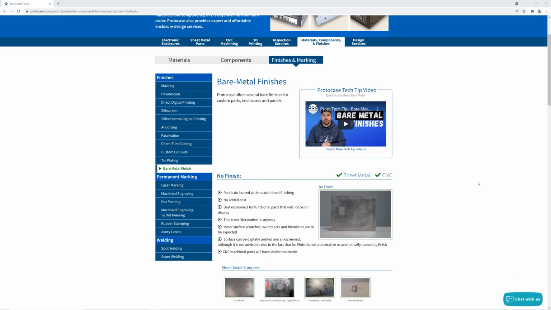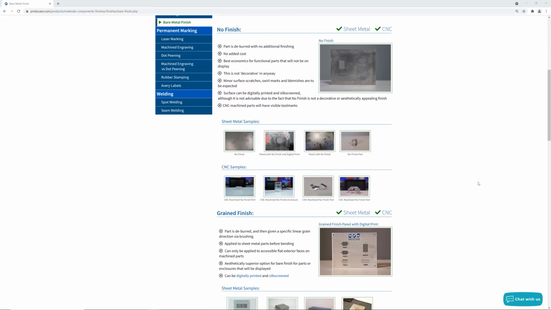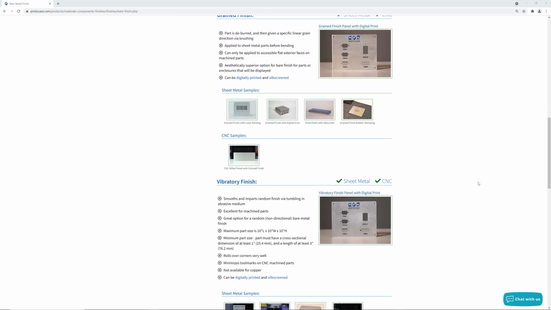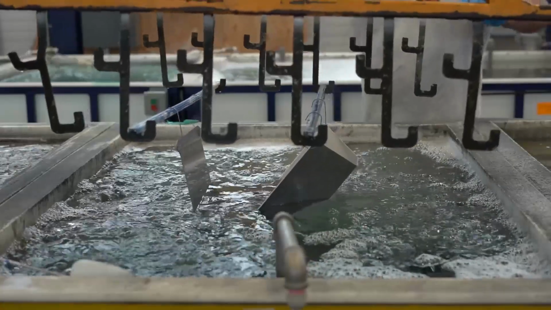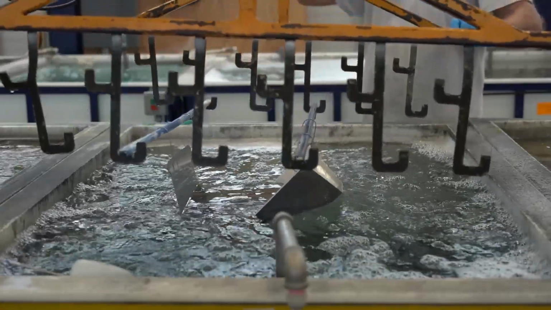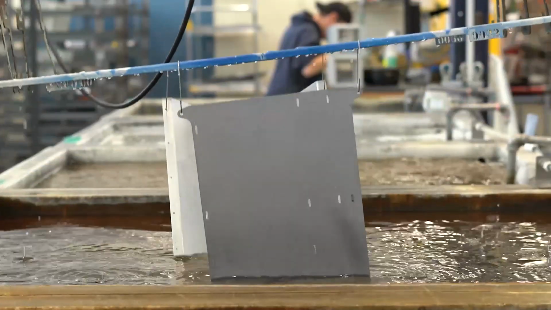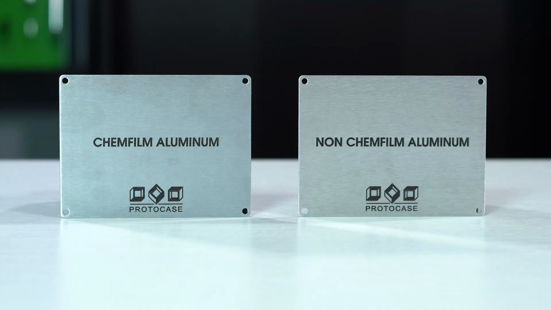Check out our website for a full breakdown of each of these bare metal finishes and their constraints. Beyond our bare metal finishes, you can also choose from chem film, anodizing, or powder coating. Chem film, also known as chemical conversion coating, is a coating process that applies chromate to aluminum, creating a surface that is corrosion resistant, durable, and exhibits stable electrical conductivity. It is an excellent choice if you want to use aluminum and get great corrosion resistance as well as reliable electrical connection between parts.